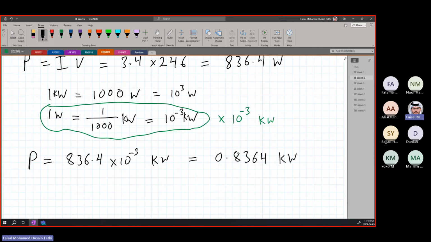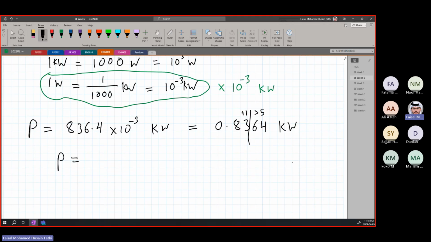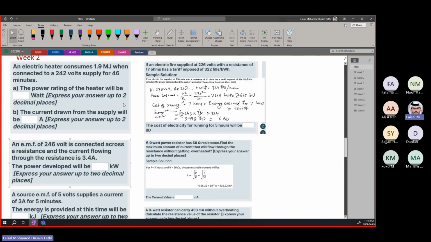The answer says up to 2 decimal places, so you look at the 2 decimal places and do your rounding. 6 is greater than 5, so here we will add 1. The final answer will be 0.84 kilowatts. This is the most important thing: knowing how to convert units to the units they ask for. So make sure you practice your unit conversion very well.